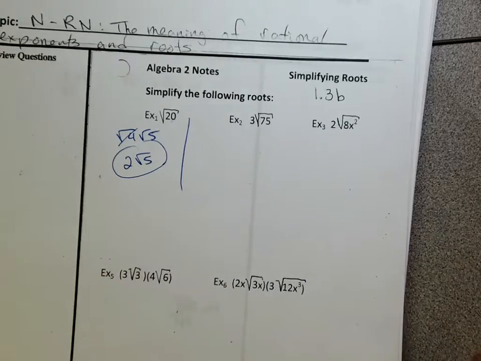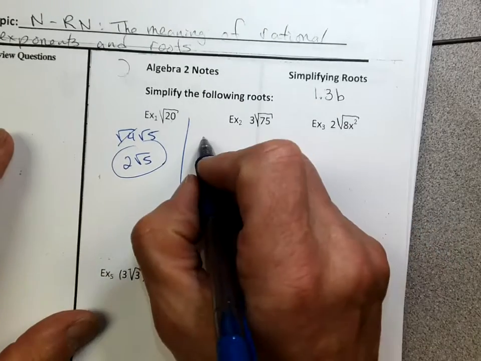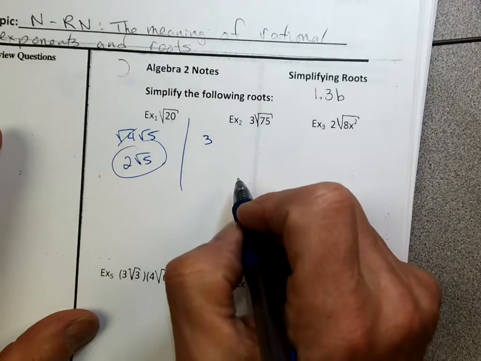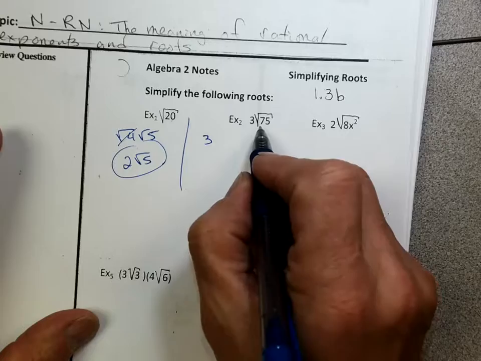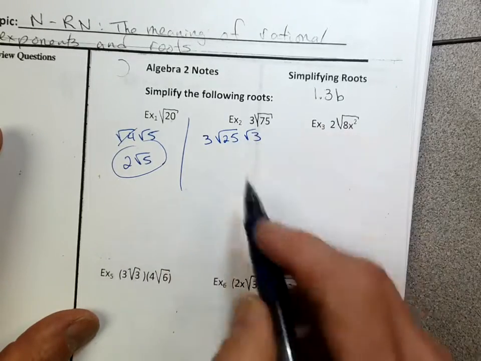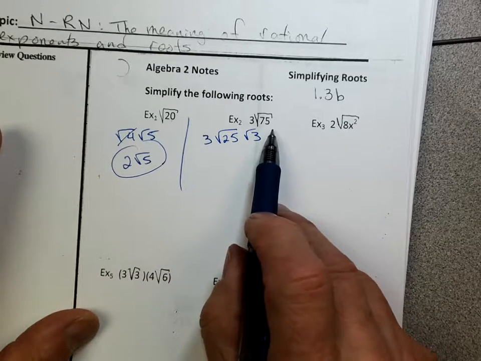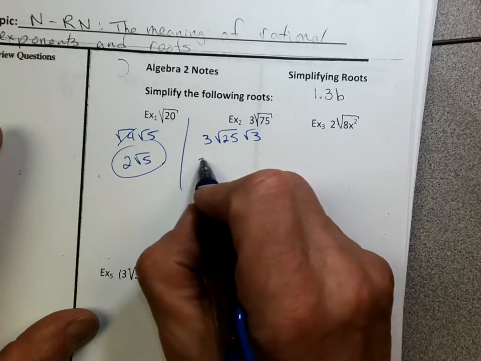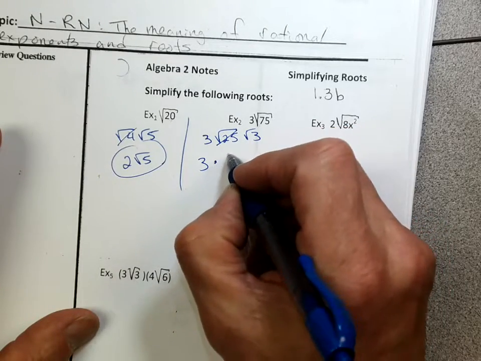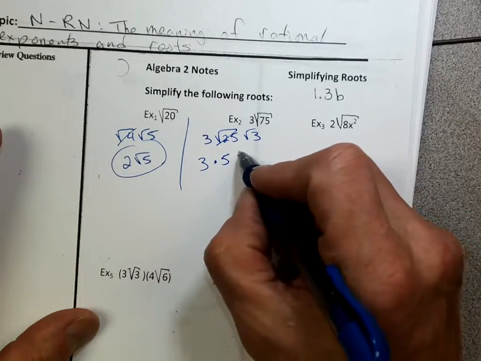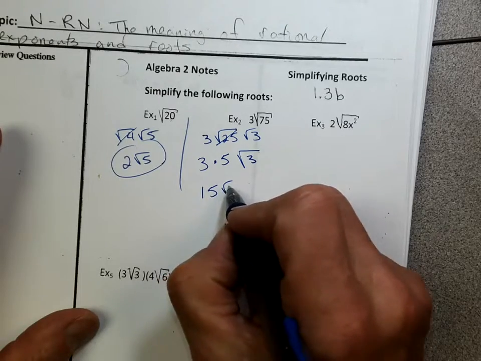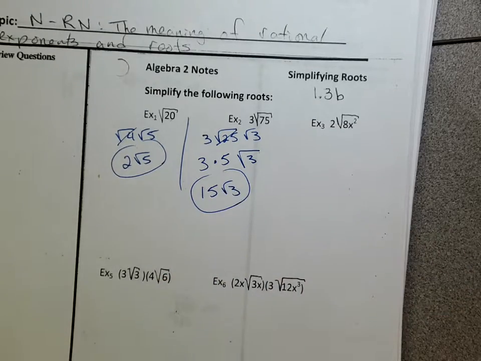Example 2, again, something we saw yesterday. We can leave the 3 alone because it's not inside the square root. Square root of 25 and 3. 3 times 25 makes 75. We'll leave 3 alone. 3 is a regular number. Square root of 25 is a 5. Bring down the square root of 3. 15 square root of 3. Okay, thumbs up? Easy, right?